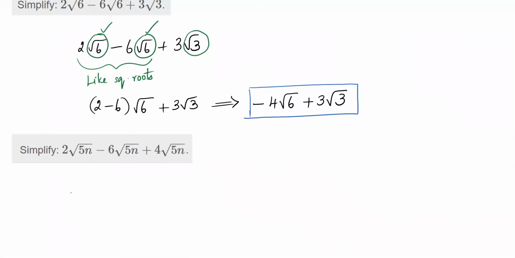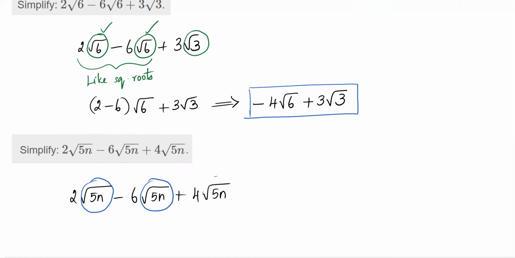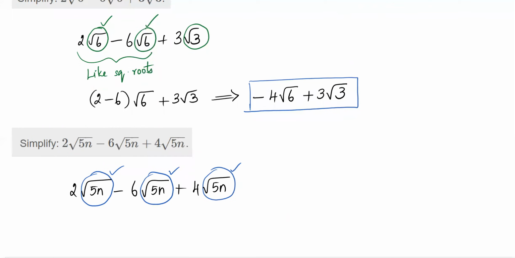How about this one? 2 root 5n minus 6 root 5n plus 4 root 5n. Again, focus only on the square roots. They all have the same square roots. In fact, they all have the same identical radicand, 5n, 5n, and 5n under the radical. So they're all like terms, which is really nice. And so you can collect all their coefficients, 2 minus 6 plus 4, and put that common thing out here.